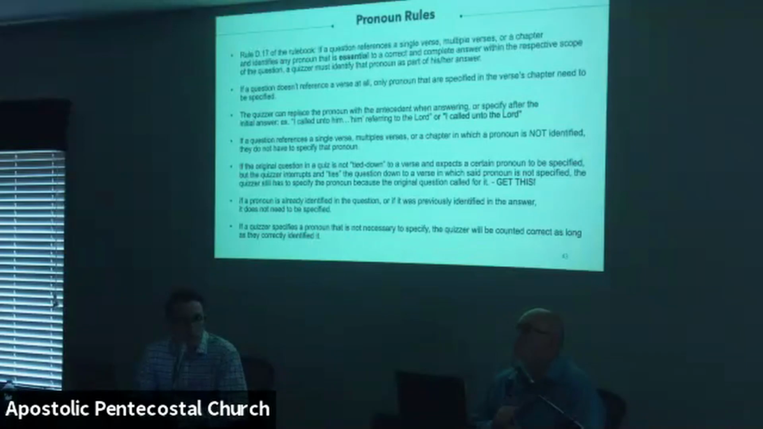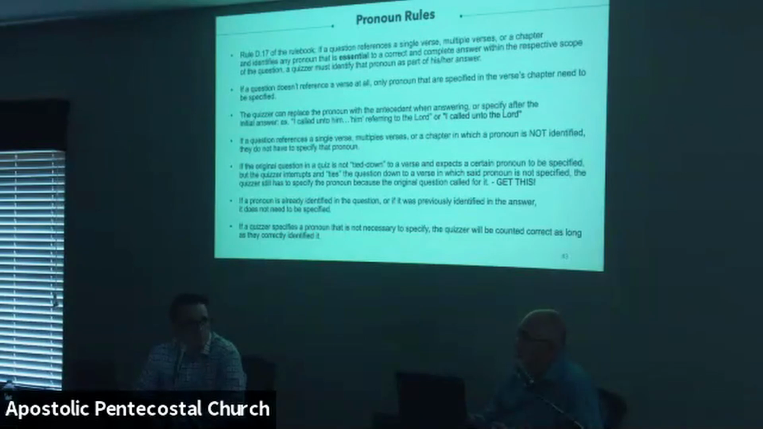You can narrow it down to a verse, and that verse does not specify the pronoun. It specifies it in a different verse. And even though you narrow it down to that specific verse, you still have to identify the pronoun. Does that make sense? That trips a lot of people up, because even though it's essentially the same question, the whole intent of the question was to see if you knew who the pronoun was, to see if you knew the him or the her, and if you don't do that, you've not answered the intent of the question.